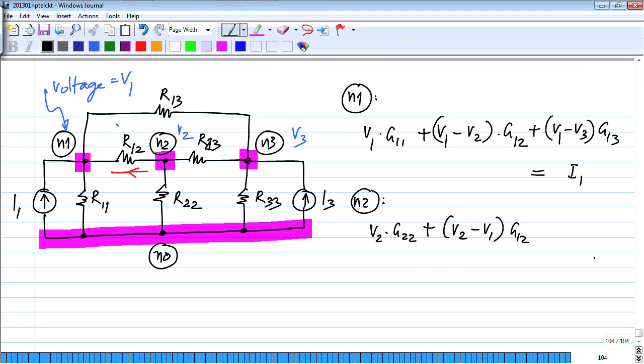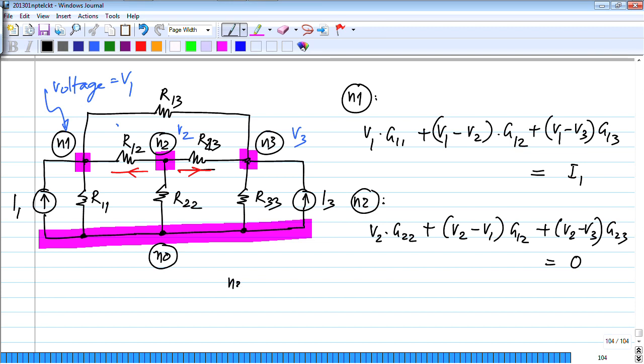And finally, if I take this R23, then the voltage across that is V23 because I want to take the current V2 minus V3 because I would like to find the current in that direction. So, plus V2 minus V3 times G23 equals, that should be equal to all the independent current that is coming into this node, and I don't have any independent current source connected to this node. So, this will be equal to 0.